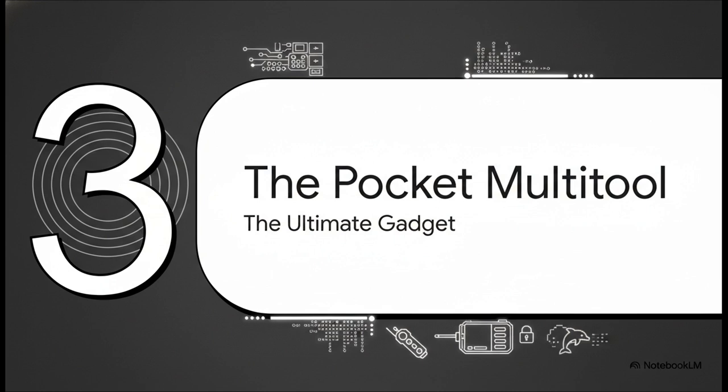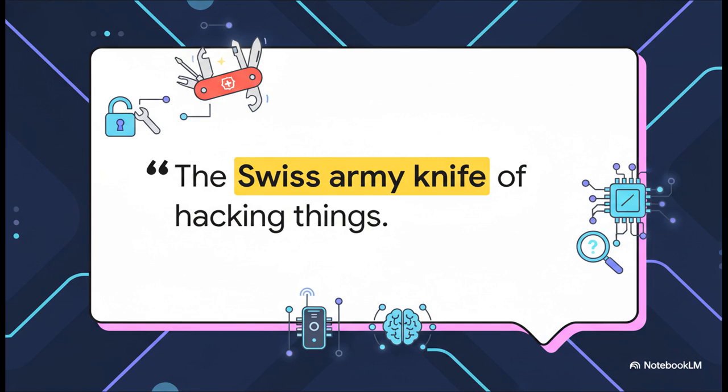It unlocks a whole bunch of abilities all at once. Yeah, you probably guessed it. I'm talking about the Flipper Zero. The source material calls it the Swiss Army knife of hacking things, and I can't think of a better way to put it. Look, it's not going to do any one job better than a specialized tool, but it does a ton of different things pretty darn well.